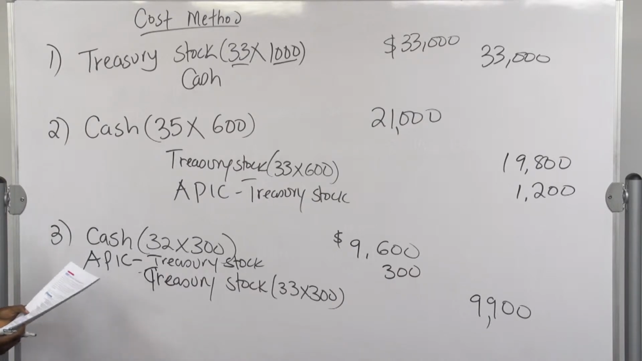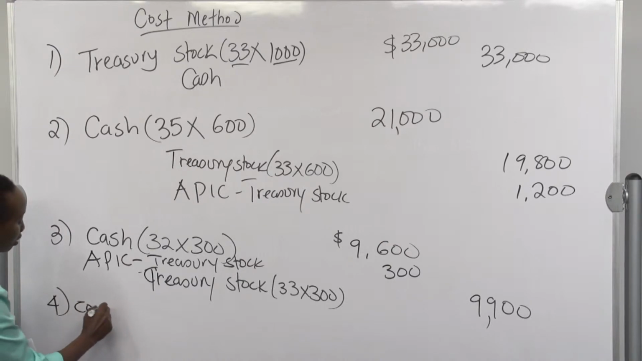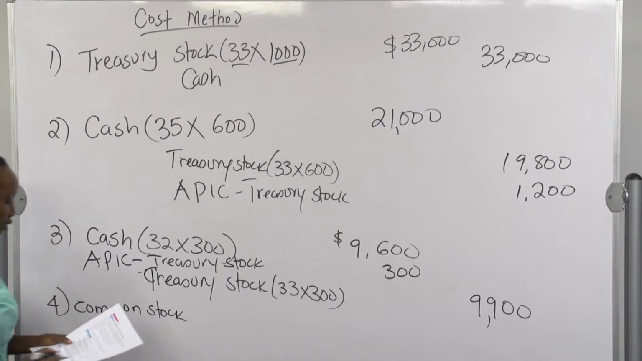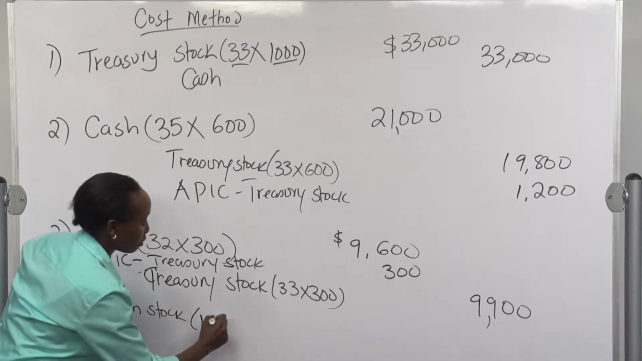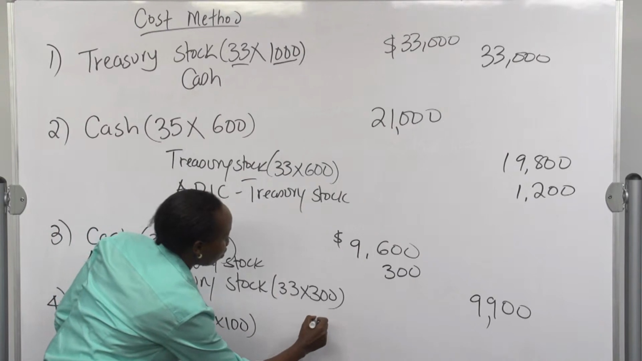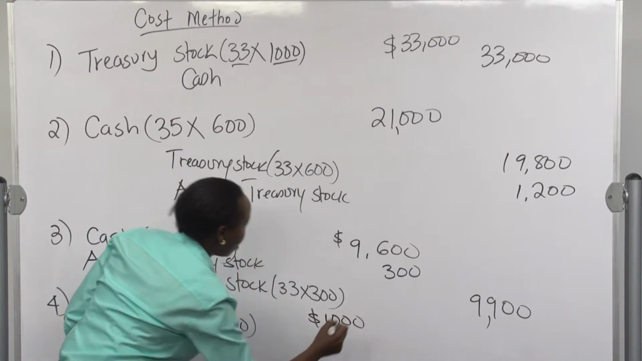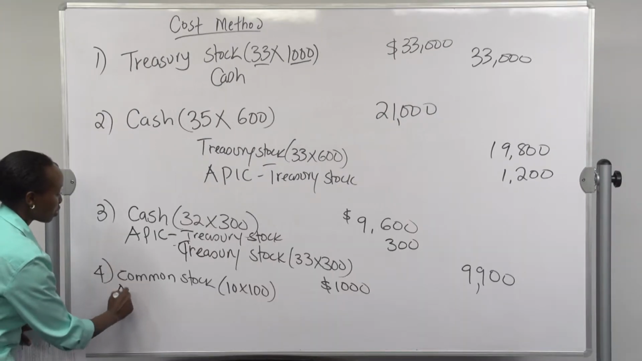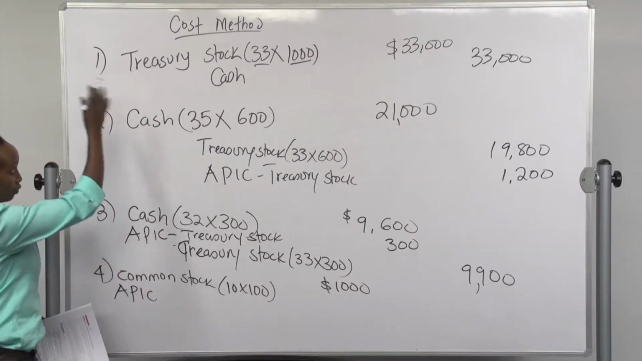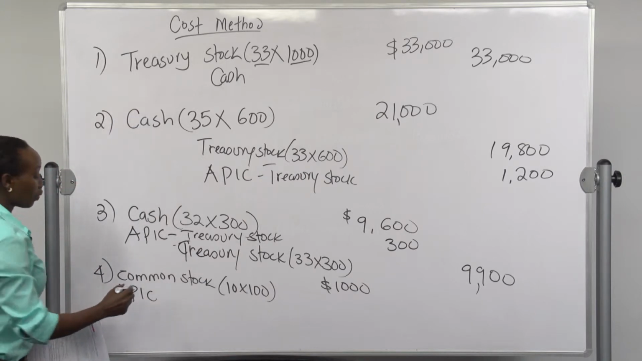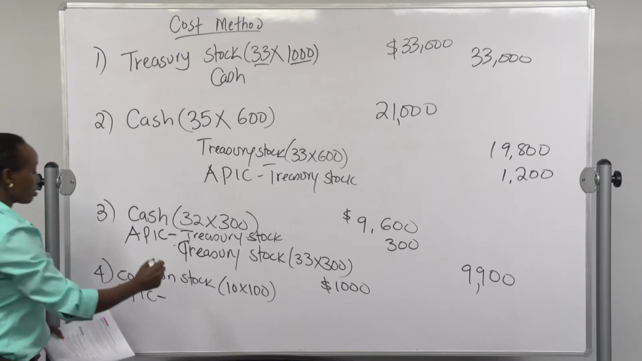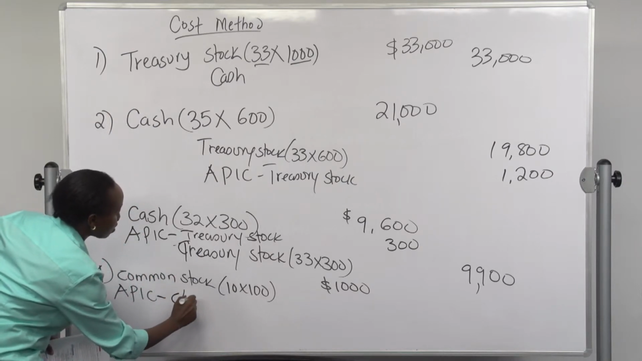So for the removal, for the fourth one, let's remove common stock. And the par value was $10, so $10 times 100. So first we remove 1,000 from common stock. We need to remove additional paid-in capital for common stock. This was the original one that was recorded when it was issued originally in the first place before we reacquired it. So additional paid-in capital for common stock.